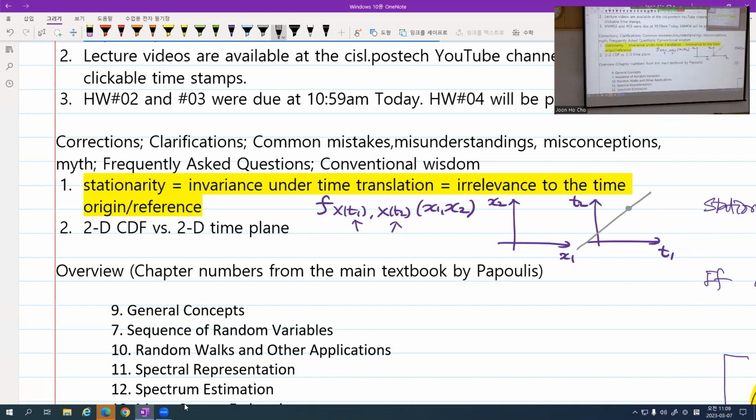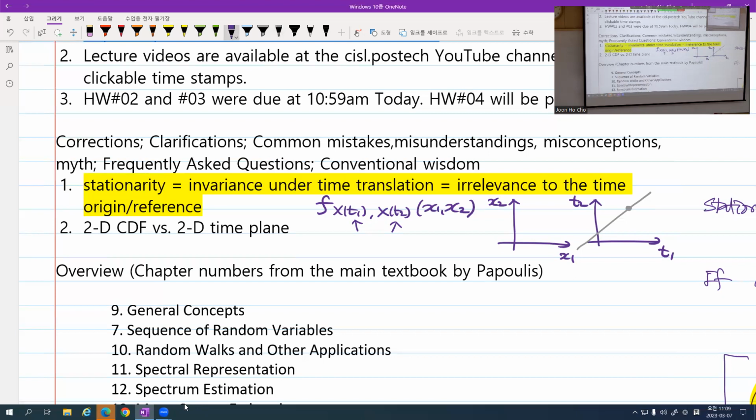Got it? So be careful. Sometimes I use this 2D plane. And in this 2D plane, I would talk about the two-dimensional or bivariate CDF or PDF or probability mass function, characteristic function, right? And here, I would say what? The second order distribution does not change under time translation.